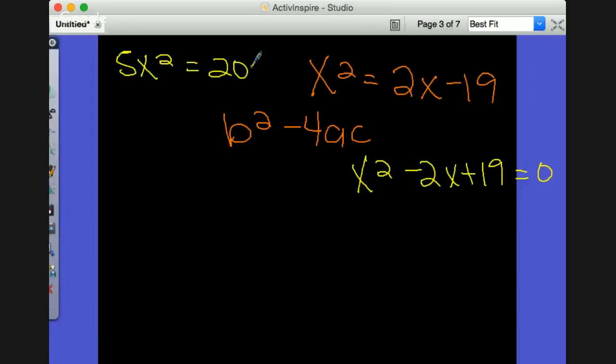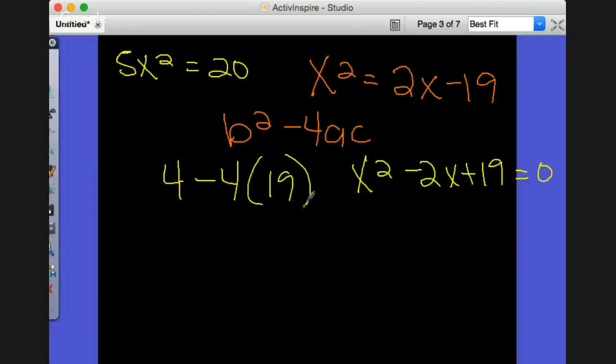All right? What would negative 2 squared be? 4. Awesome, 4. And minus 4, what's ac? 19, excellent. And what would we know, PEMDAS, right? We need to multiply first, negative 4 times 19. What would that be? Negative 4 times 19?